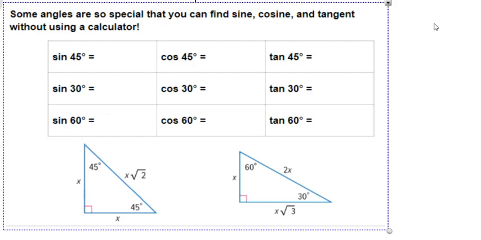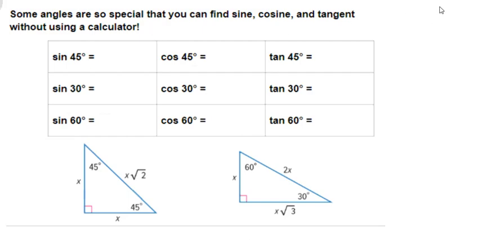So what this says is some angles are so special that you can find sine, cosine, and tangent without using a calculator, right? So these are ratios that are sort of like industry standard. These are common things. And so the two triangles we have is we have a 45, 45, 90 triangle.